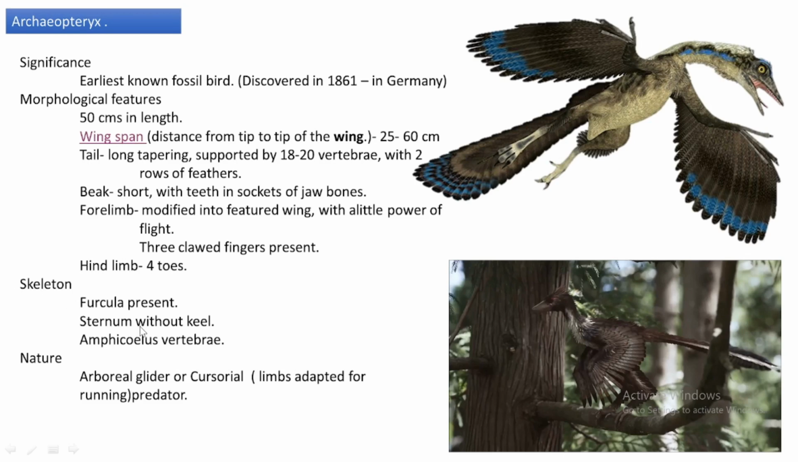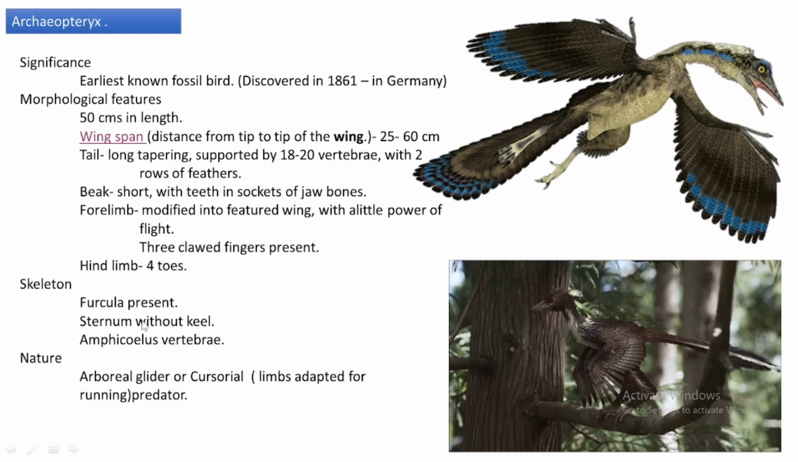Then coming to skeleton, furcula is present. What is furcula? Do you remember that in the last class also I explained? Furcula is a V-shaped bone. V-shaped bone means in our case we can see there are 2 bones in this shoulder. These 2 bones are joined in the case of birds to form a V-shaped skeletal support. That structure is called furcula. That furcula is present here also.